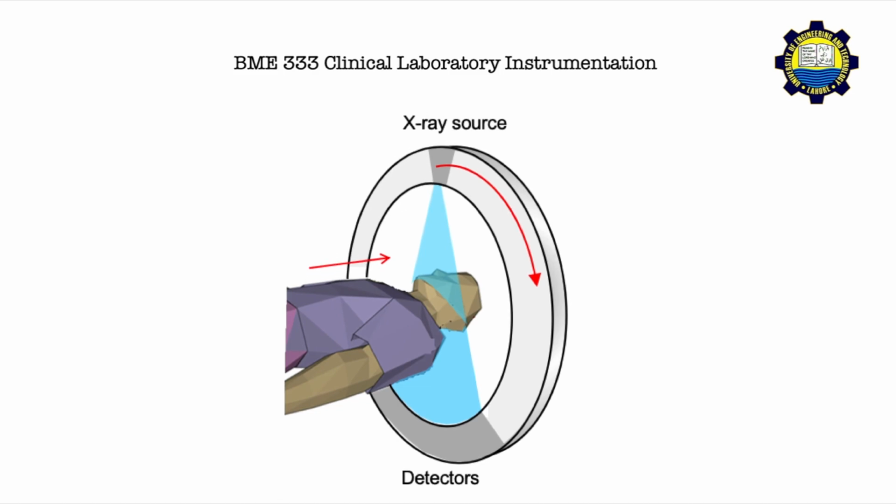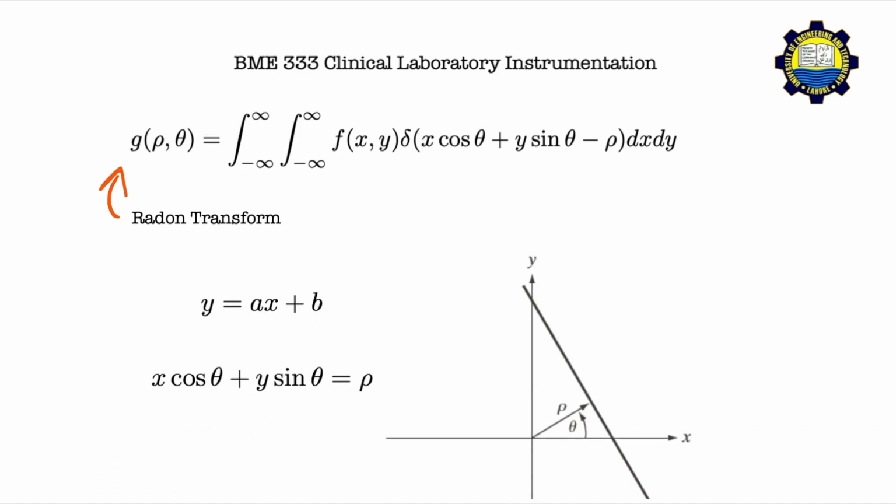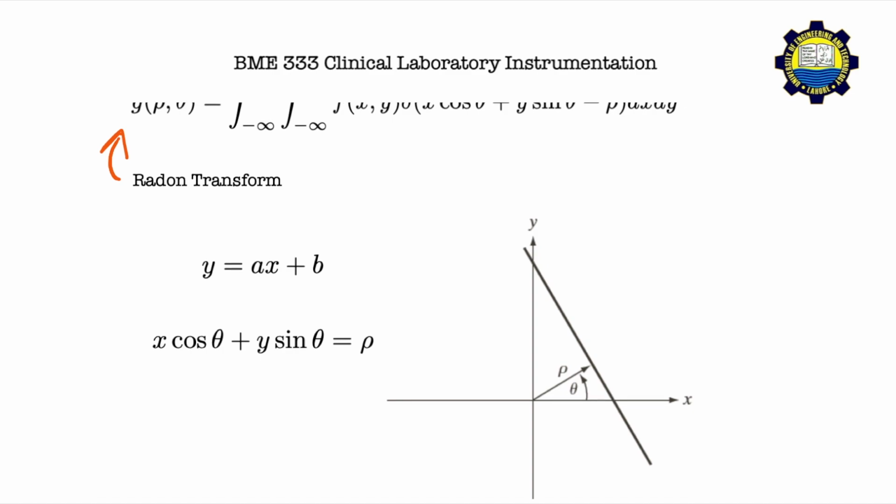And then there's a ring of detectors, and then the X-ray source could move, and the detectors would capture those X-ray images, and when those images are reconstructed together, that's how we form a CT image. Now we're going to look at a reconstruction technique, a fairly simple one, which is through the help of the Radon transform.